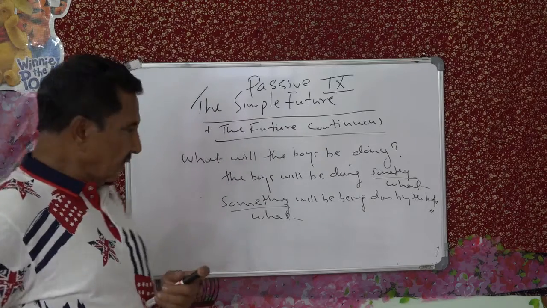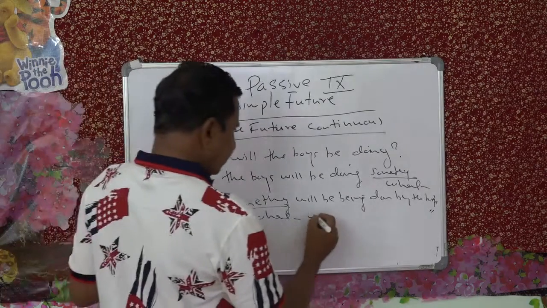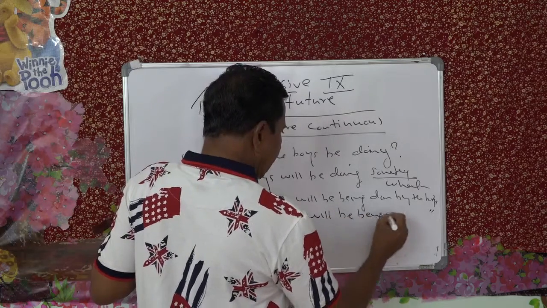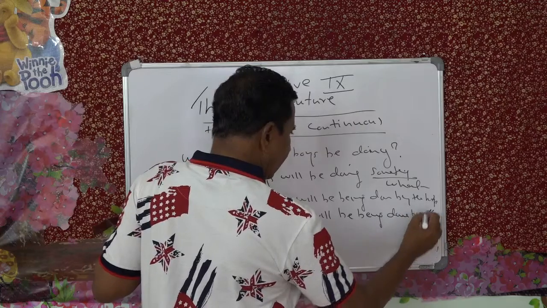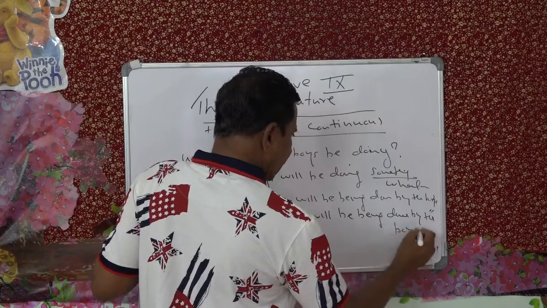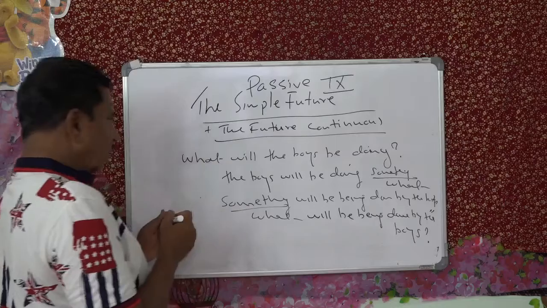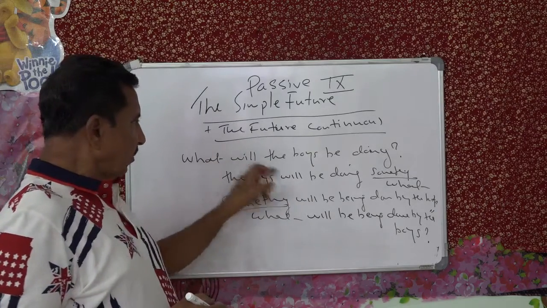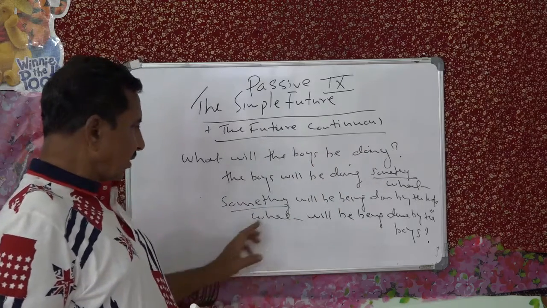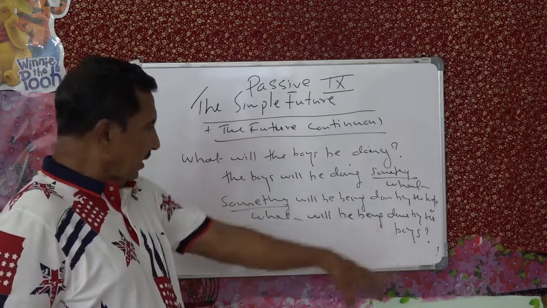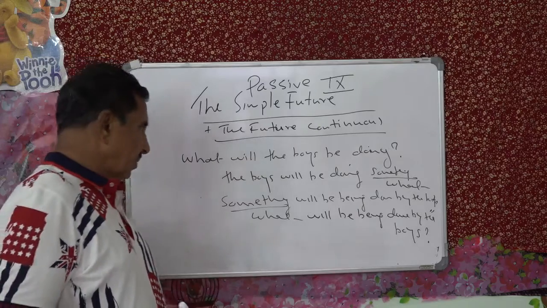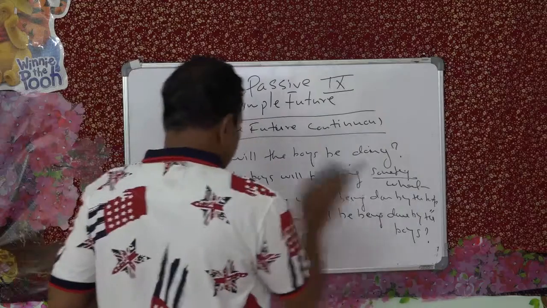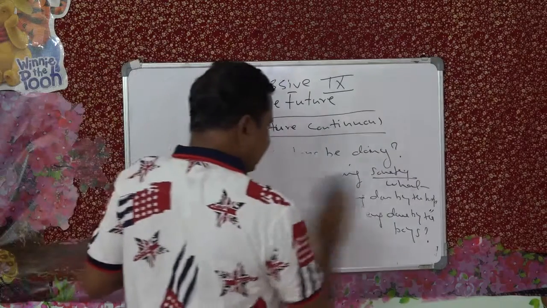Understand? Right? What will be being done by the boys? Question mark. Like what will the boys be doing? Answer is what will be being done by the boys. What will be being done by the boys? Simple. Simple.